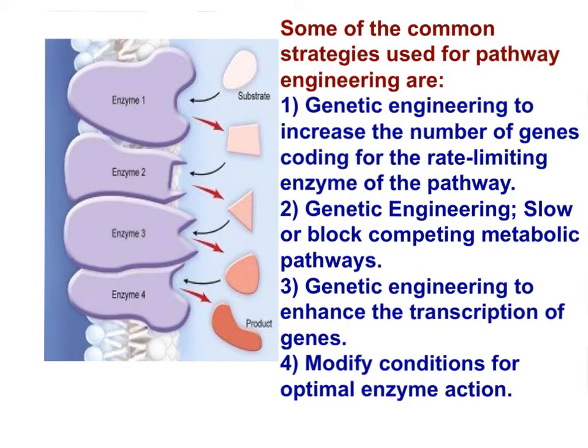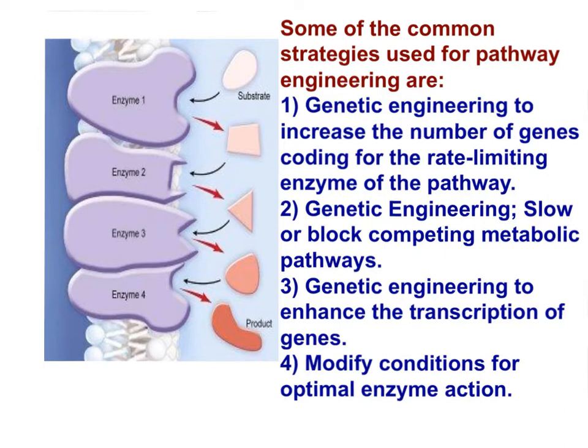Some of the common strategies used in pathway engineering are genetic engineering to increase the number of genes coding for the rate-limiting enzyme of the pathway. If enzyme 1 is rate-limiting, then to increase the number of enzyme 1 molecules would serve to increase production of the product. Genetic engineering that slows or blocks competing metabolic pathways. Genetic engineering to enhance the transcription of genes, specifically genes that might code for important enzymes, and to modify conditions for optimal enzyme action, pH specifically.